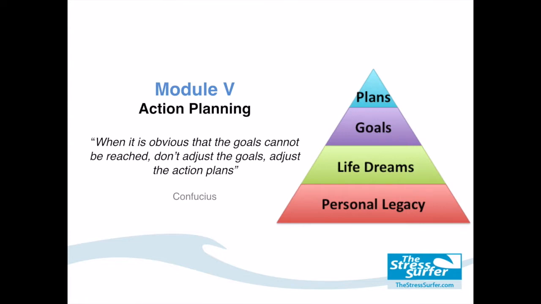Module 5, Action Planning. When it is obvious that the goals cannot be reached, don't adjust the goals, adjust the action plans. Confucius.